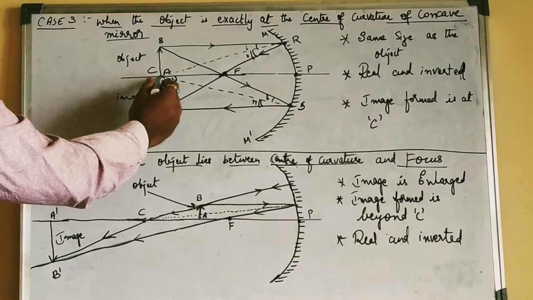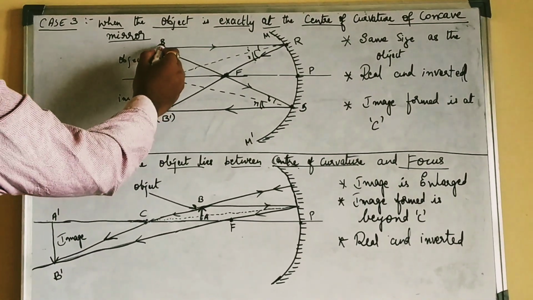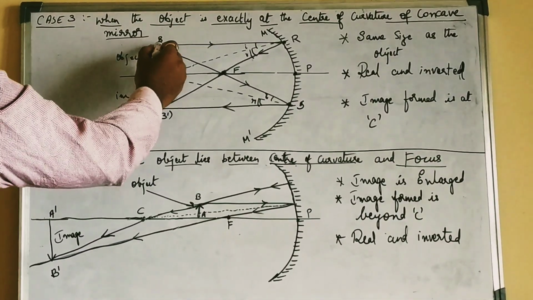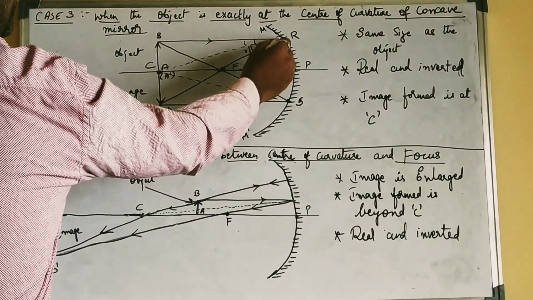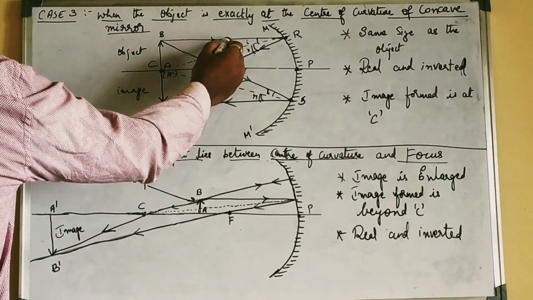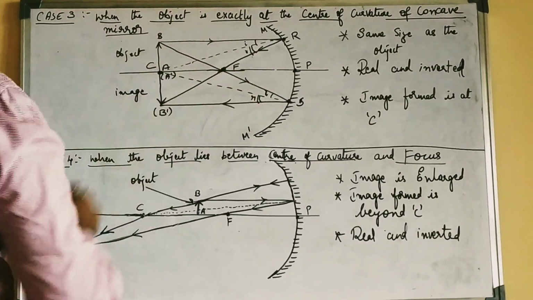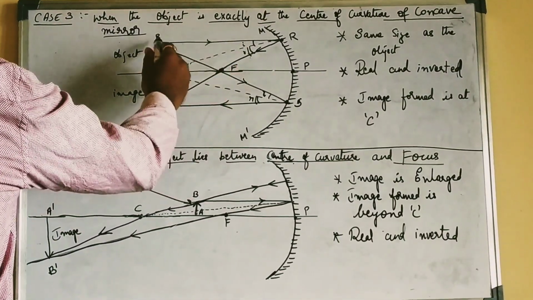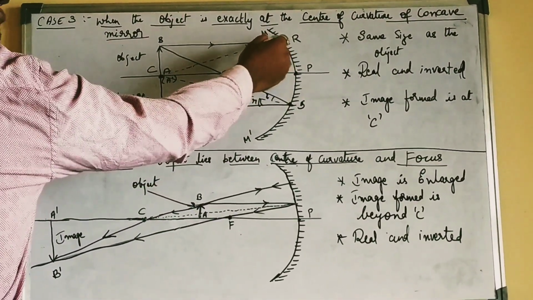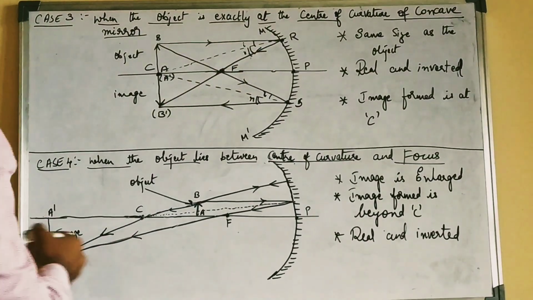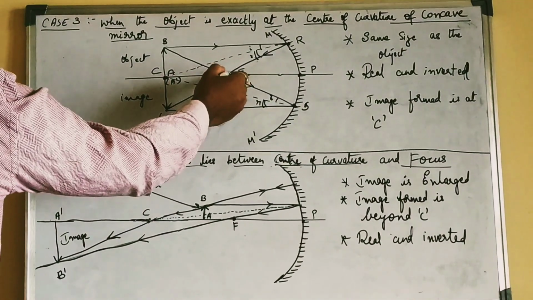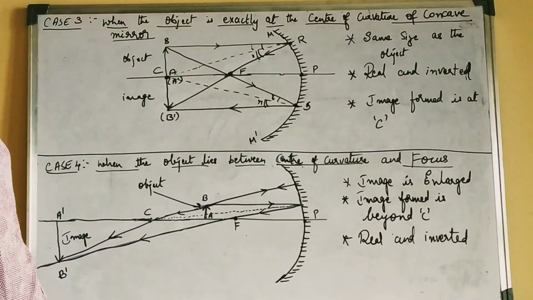When the object is at center of curvature, from point B, that is the B of the object, an incident ray is made to fall on the reflecting surface of the concave mirror, and this incident ray is parallel to the principal axis. So whenever the incident ray is parallel to the principal axis, the reflected ray should fall on the principal focus. So one reflected ray is coming out and it is passing through the principal focus.